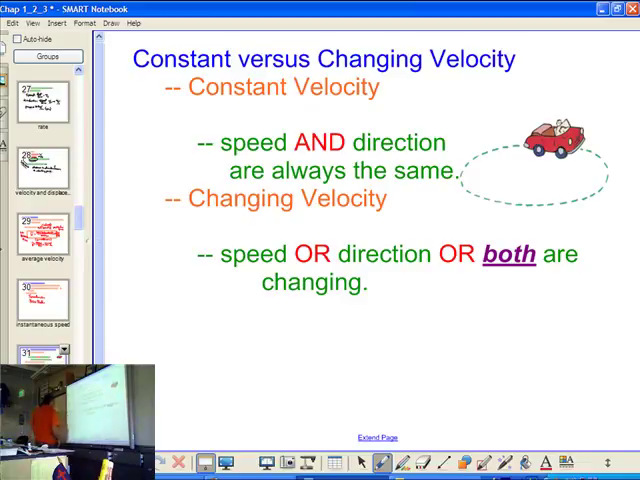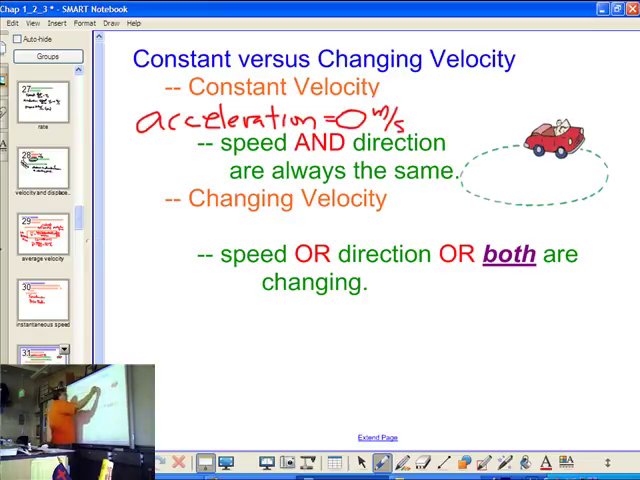Now, a couple of terms we need to do, because they also include other things. Constant versus changing velocity. When we say this word constant, it means non-changing. Speed and direction are always the same. Speed and direction, because we're talking about velocity. It also means our acceleration is going to be 0. Later on, we're going to learn it also means the net force is 0. But if we are going at a constant velocity, by the way, notice this, acceleration is 0.